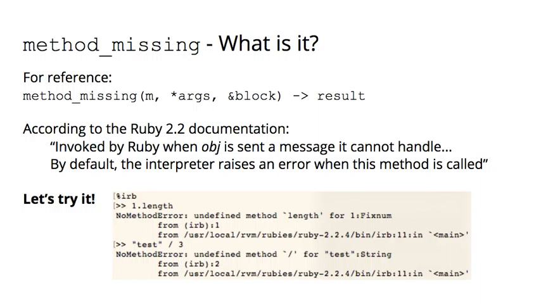We opened up IRB and then tried to invoke the length method on 1. And so 1 is a fixnum, and obviously there's no definition for length for fixnum. So we get this no method error showing us the stack and a couple other things. Similar case here with test. Test is a string. We try to invoke the integer division method on it, but obviously that fails as well.